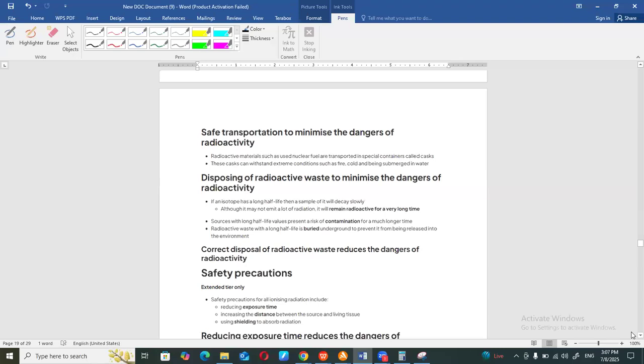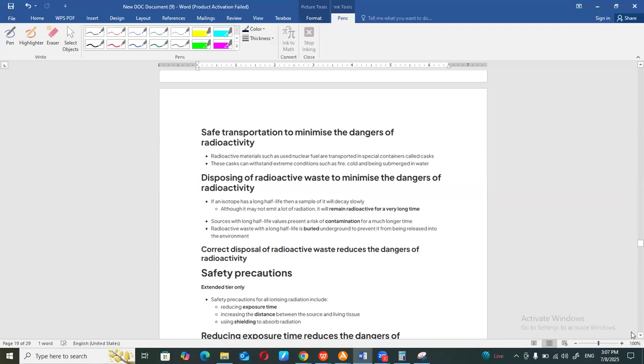Dispose it in a better place, always dispose it. So, if an isotope has a long life, then the sample of it will decay slowly, as the time will be very small, like it becomes half of its quantity. But we will talk about this as I told you. What is a half life?